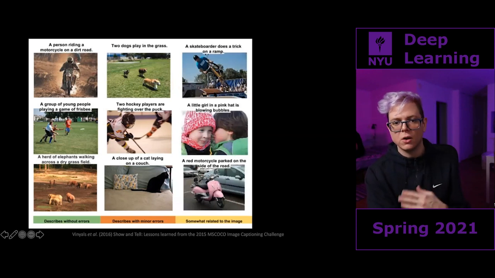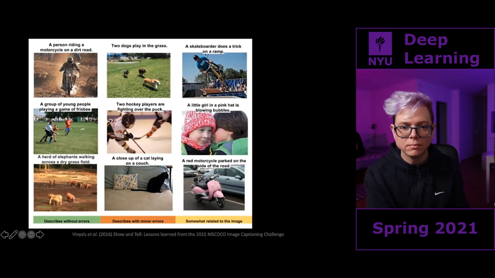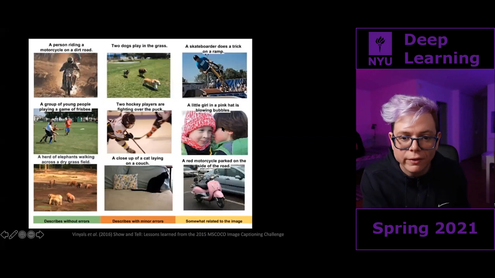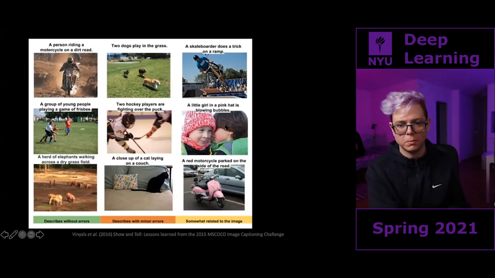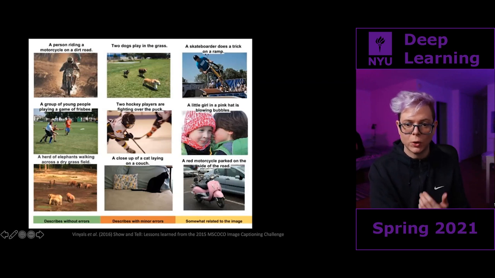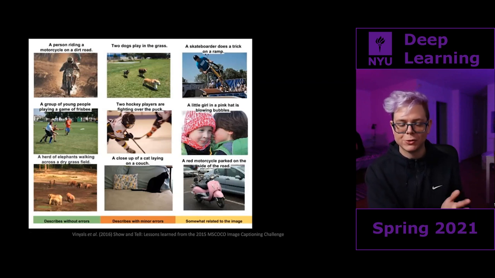If we check worse results, we get a skateboarder does a trick on a ramp. This is a bike. Or a little girl in a pink hat is blowing bubbles. She has a pink hat, maybe red and white, and I don't know if it's a girl, but okay, there is no bubble there. Or a red motorcycle parked on the side of the road. It's not red nor a motorcycle.